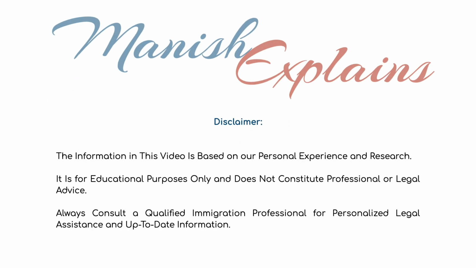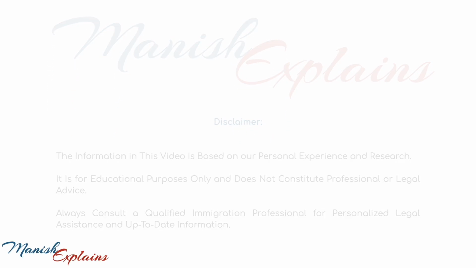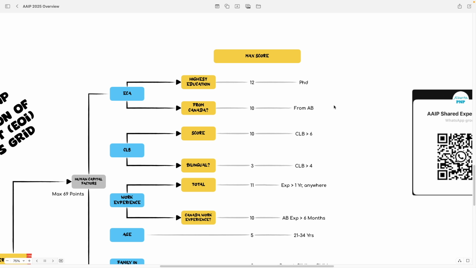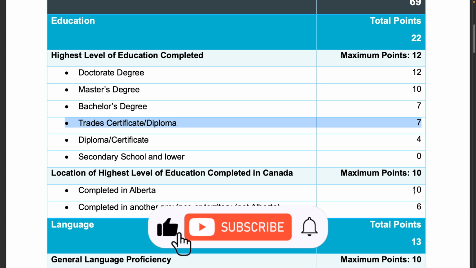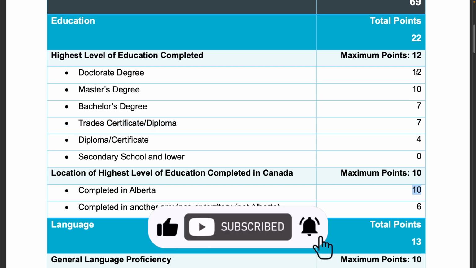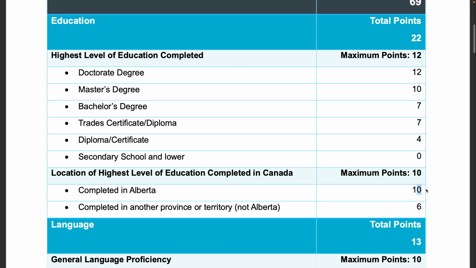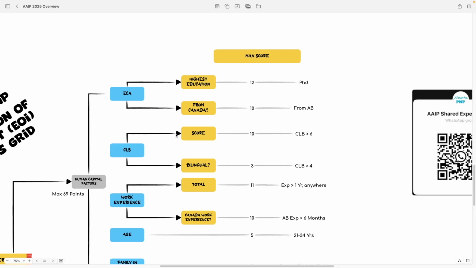So that's the 22 points you can get on your education alone based on your profile. Again, if you have done your master's in Alberta, you get 20 points. If you have done your PhD, a doctorate degree in Alberta, you get a maximum of 22 points. So that's how you get awarded 22 points for education.